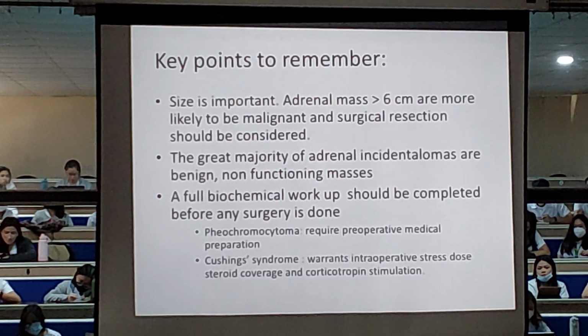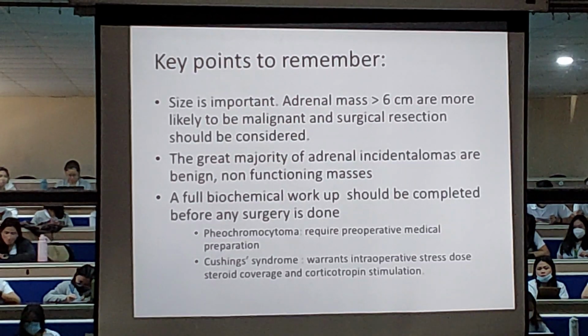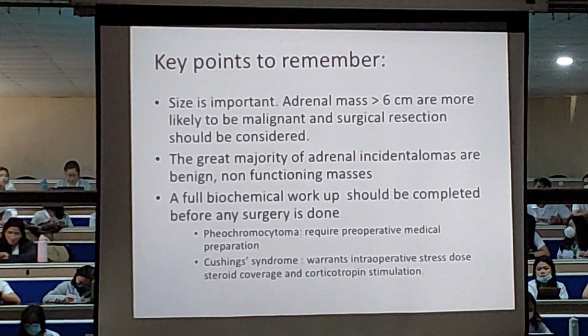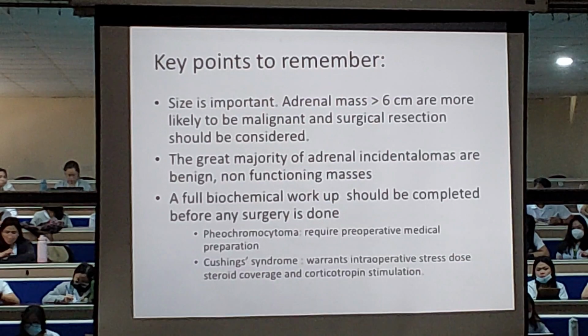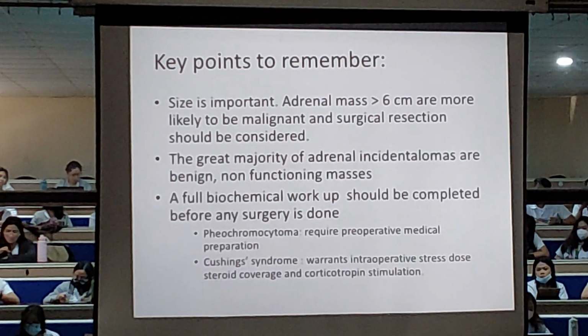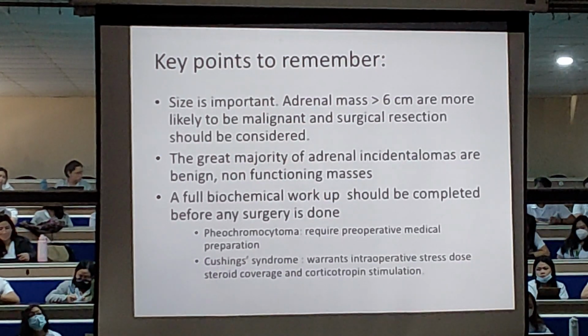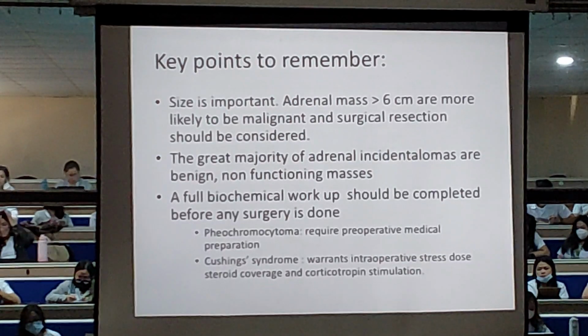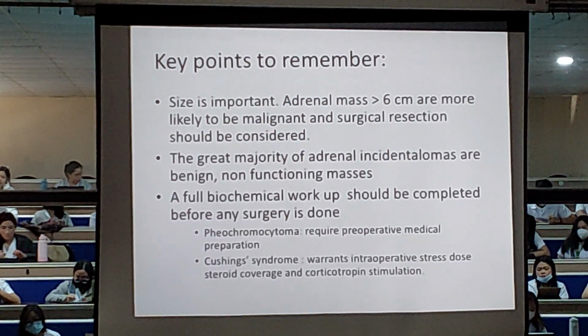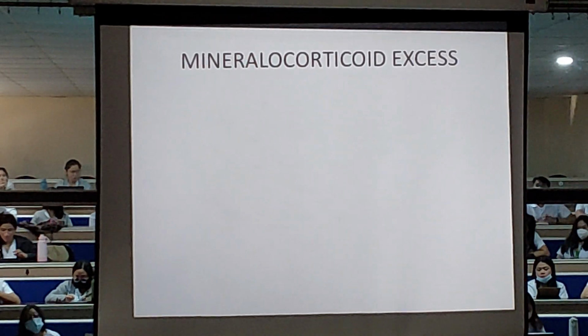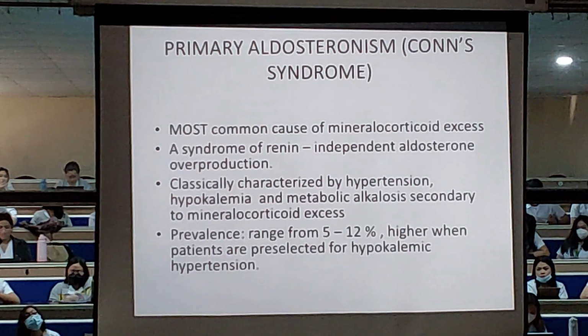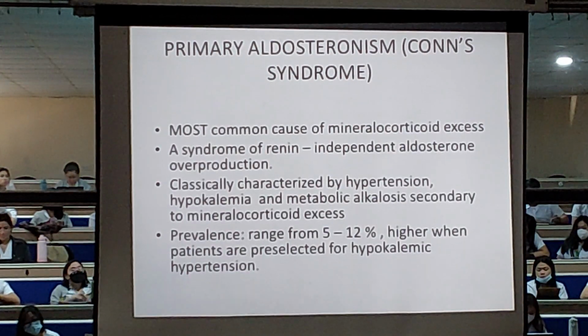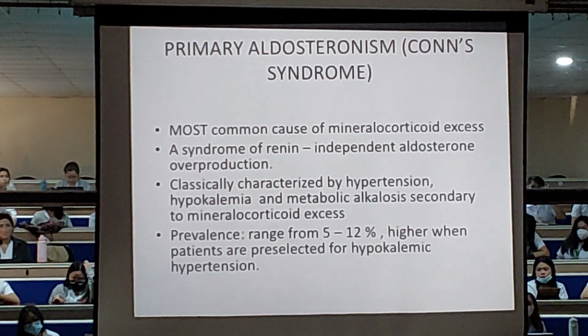For Cushing syndrome, this would warrant intraoperative stress dose steroid and corticotropin stimulation. So you need to give an intraoperative stress dose of hydrocortisone prior to or during surgery. For mineralocorticoid excess, this is your primary aldosteronism or Conn syndrome.